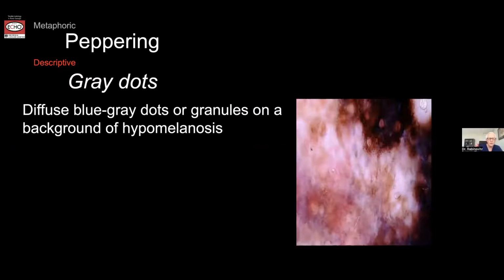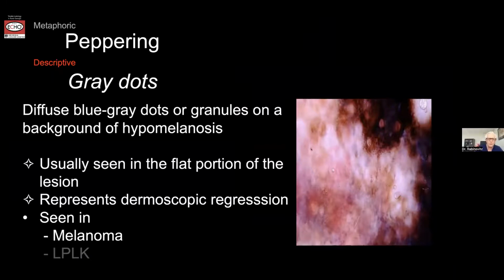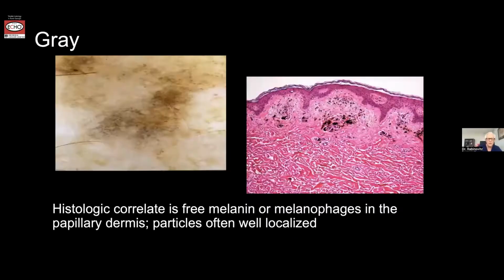Peppering. This is diffuse blue-gray dots or granules on a background of hypomelanosis. And this is usually seen in the flat portion of the lesion. It represents regression, which can be seen in melanomas, particularly melanomas on sun-damaged skin. Here we have an example of these gray dots, granules, or regression structures.